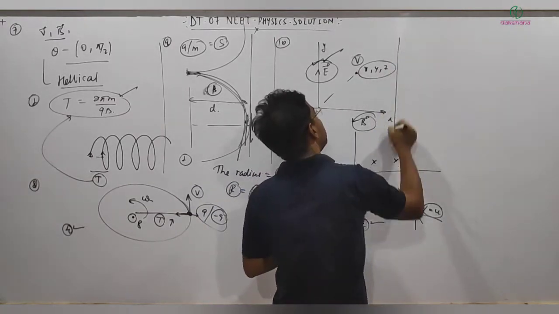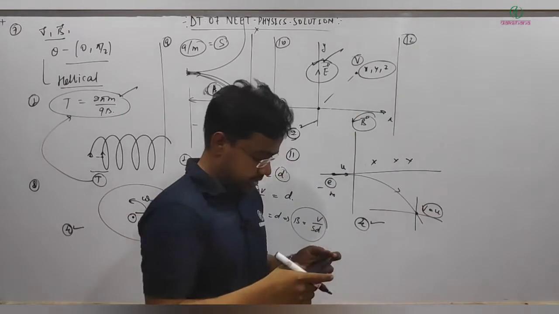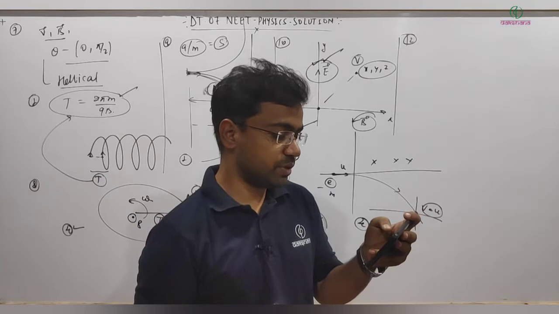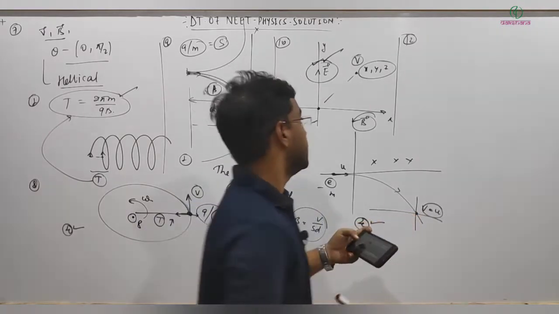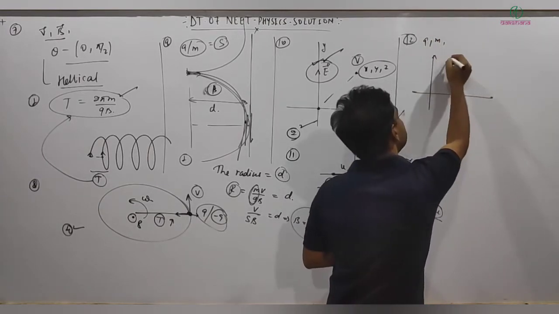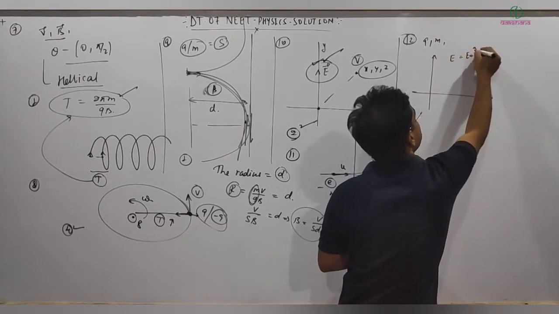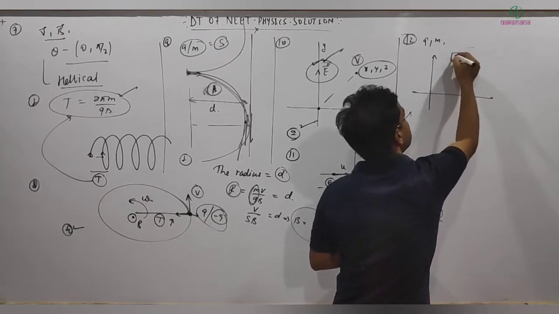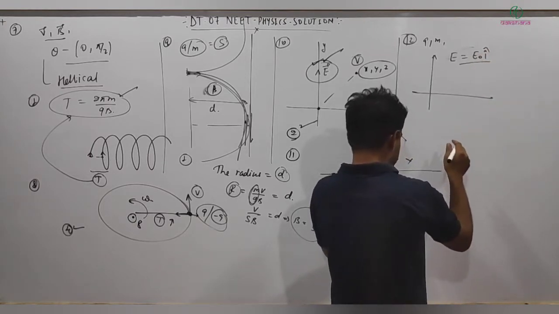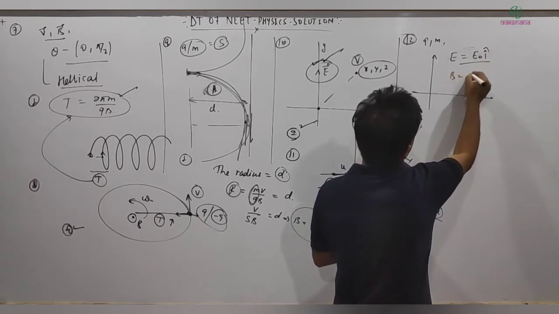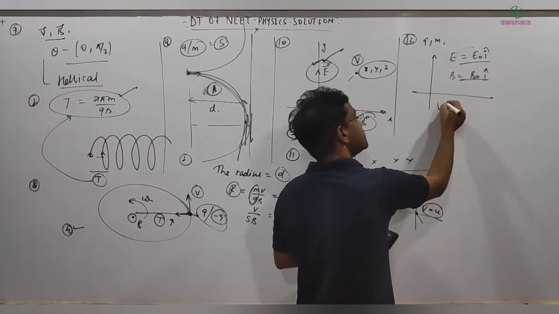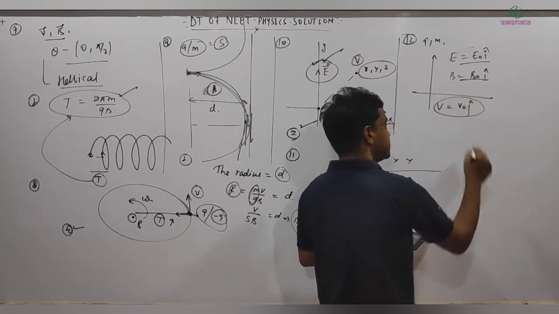Next, question number 12. A particle of charge q and mass m starts moving from the origin under the action of an electric field E equal to E naught i cap. B is also equal to B naught i cap, both in the i cap direction, with velocity v equal to v naught j cap. Velocity is in the j cap direction.